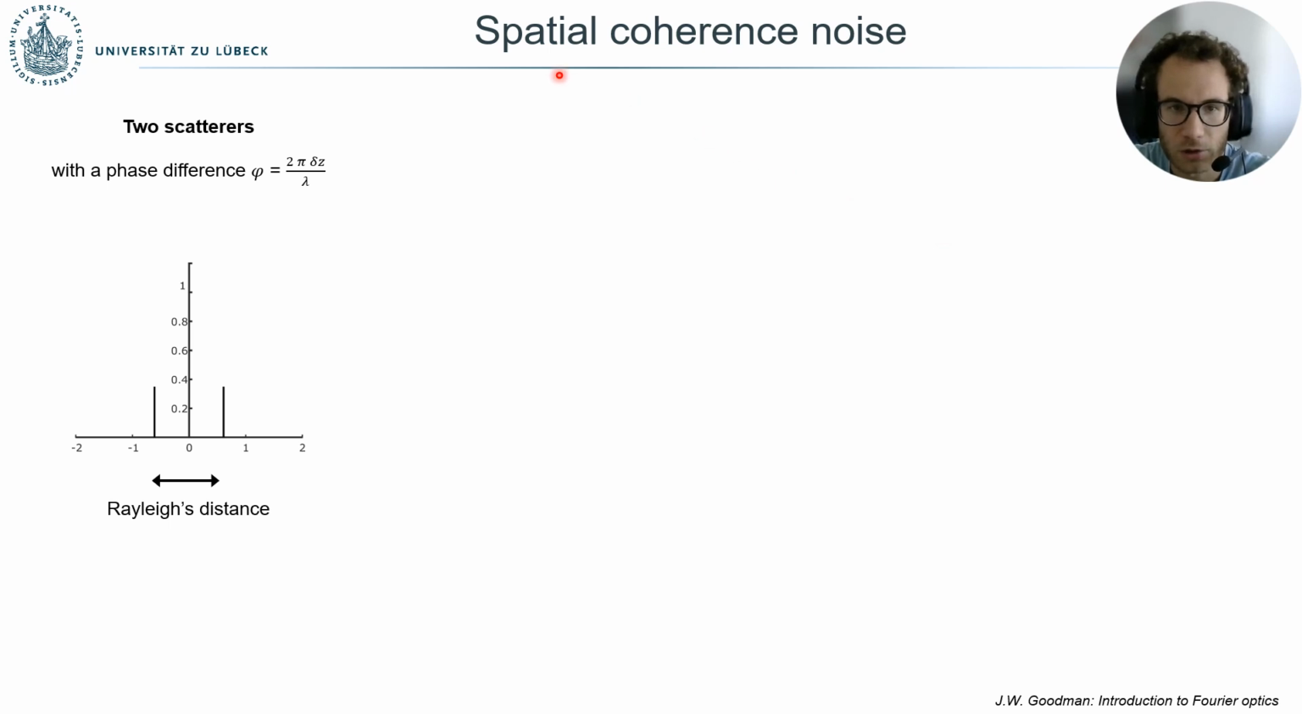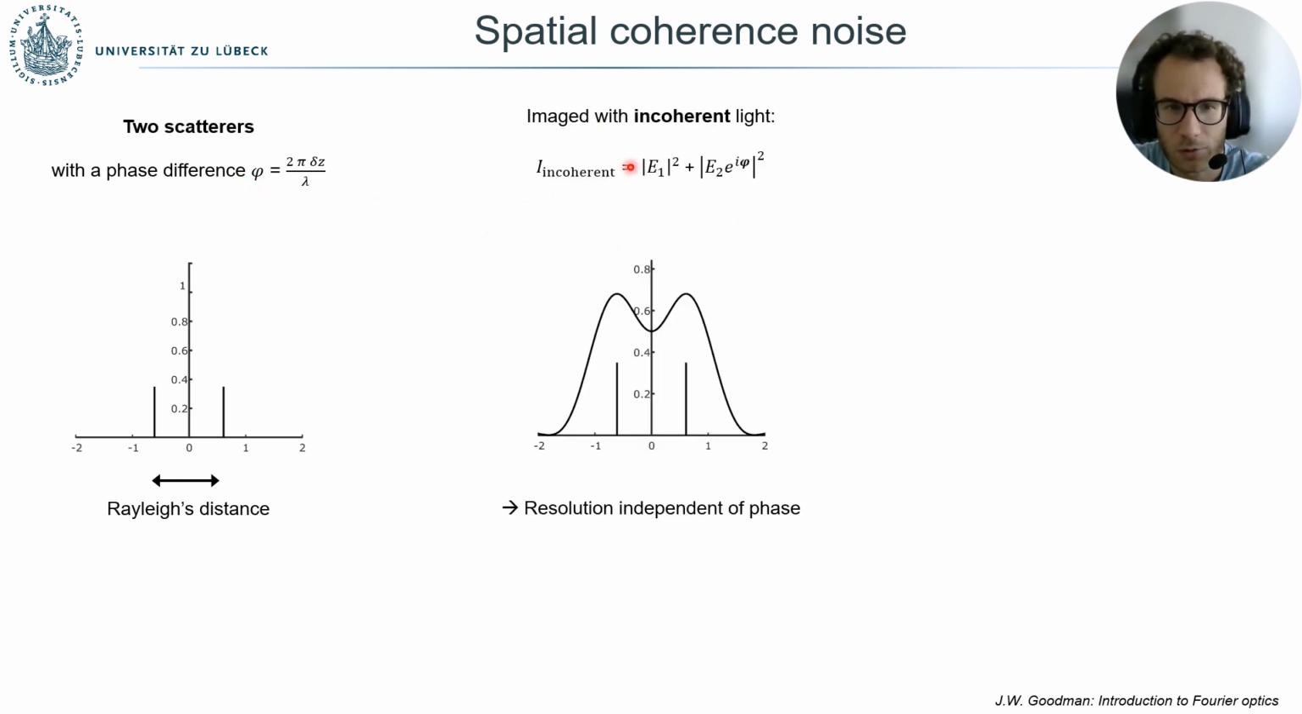And finally, we also studied spatial coherence noise. So in a simple case, here we considered 2 scatterers at Rayleigh's distance at a slightly different depth, so that they have a slightly different phase shift. And if we try to resolve them with incoherent light, the intensities add up, the phase doesn't matter, and then we can always resolve them.